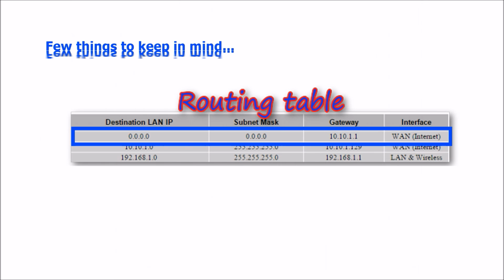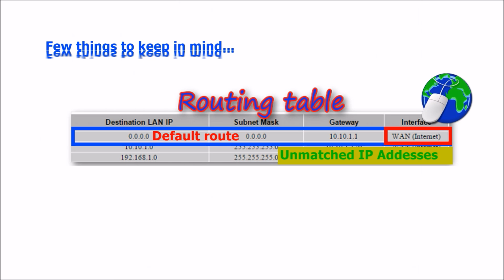A route with the destination IP address of all zeros is called a default route. This is usually the first or the last route in the routing table and is used for any destination IP address that did not match any of the other routes. For home routers, the default route's interface will be the WAN connection, which is usually connected to the internet.